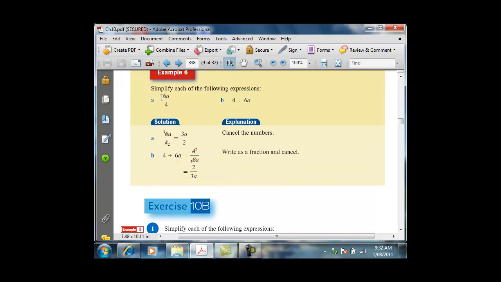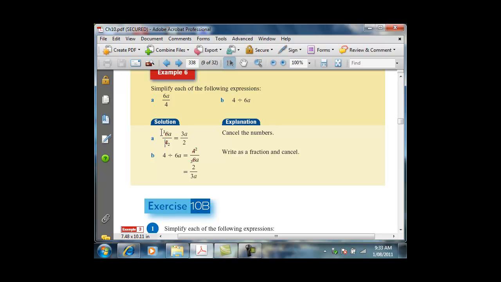Let's look at the next one. 6a upon 4. And the question is, simplify each of the following expressions. So whenever you get this kind of question, you look at the numbers and try to find a number that can go into both 4 and 6. So I would think of 2. 2 can go into 4, 2 can go into 6 as well. So if I divide both of them by 2, in other words, 2 goes into 4 twice, and 2 goes into 6 thrice, or 3 times.